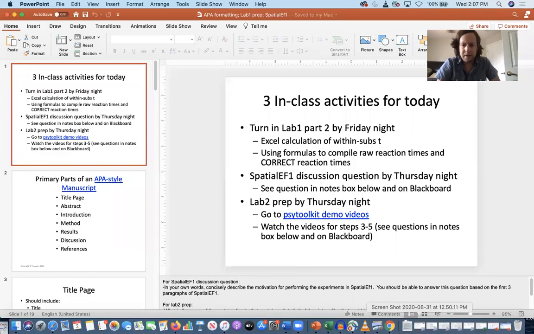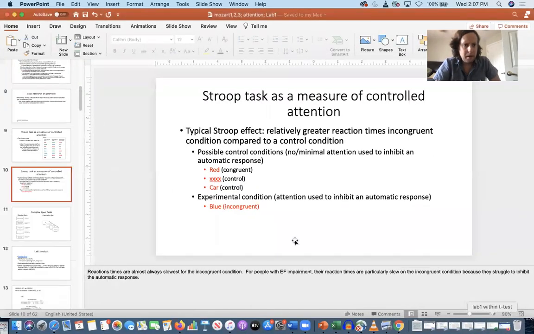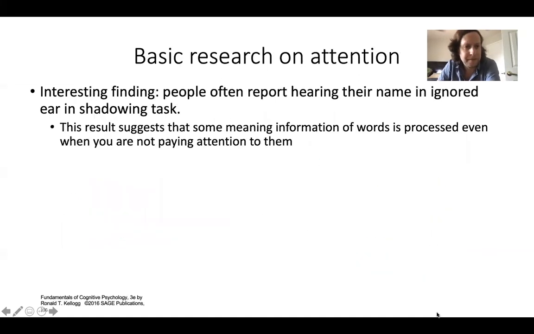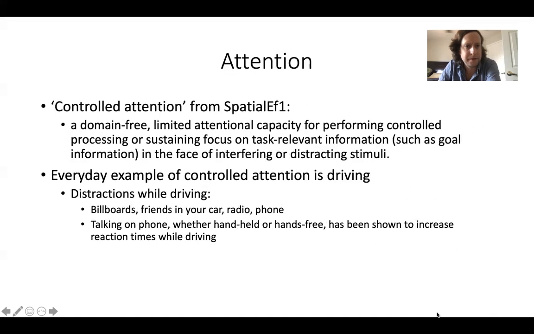But before we get to that, I do want to talk briefly about this thing that I added to the lecture about attention. So the last slide that we talked about regarding, maybe we should actually make sure we remember the definition of attention. Yeah, here's the definition of controlled attention from the Spatial EF article that you read for today. And I started talking about this definition last time. The capacity for performing controlled processing or sustaining focus on task-relevant information, such as a goal, in the face of interfering or distracting information, or distracting stimuli, or a distracting task.